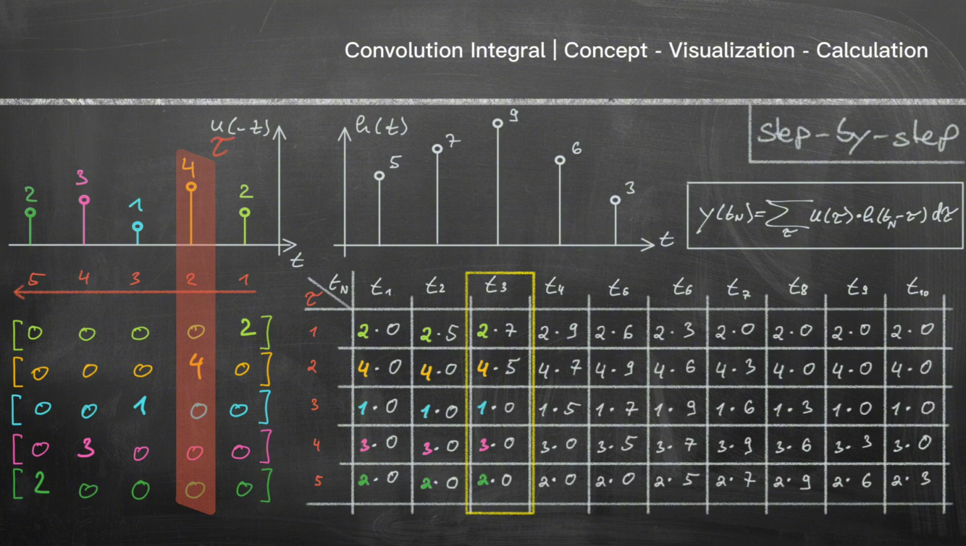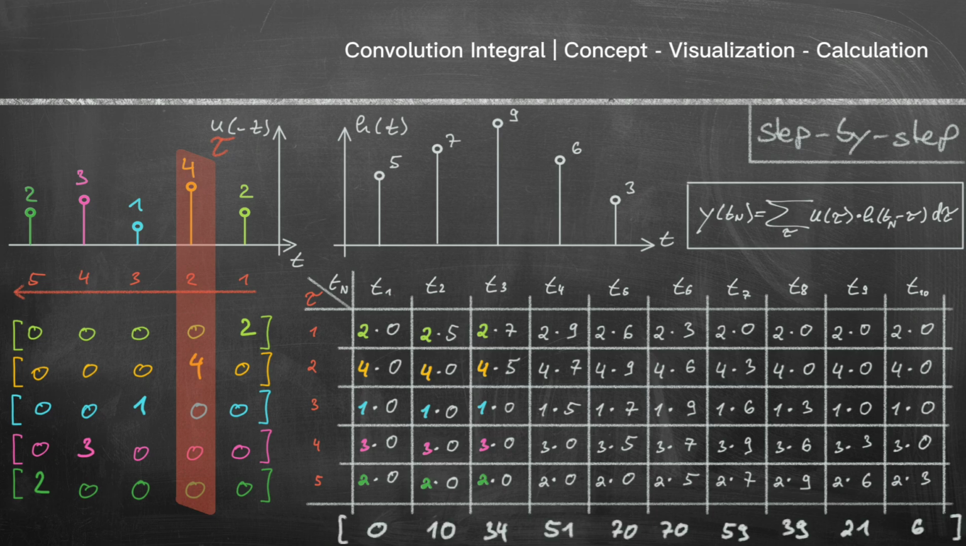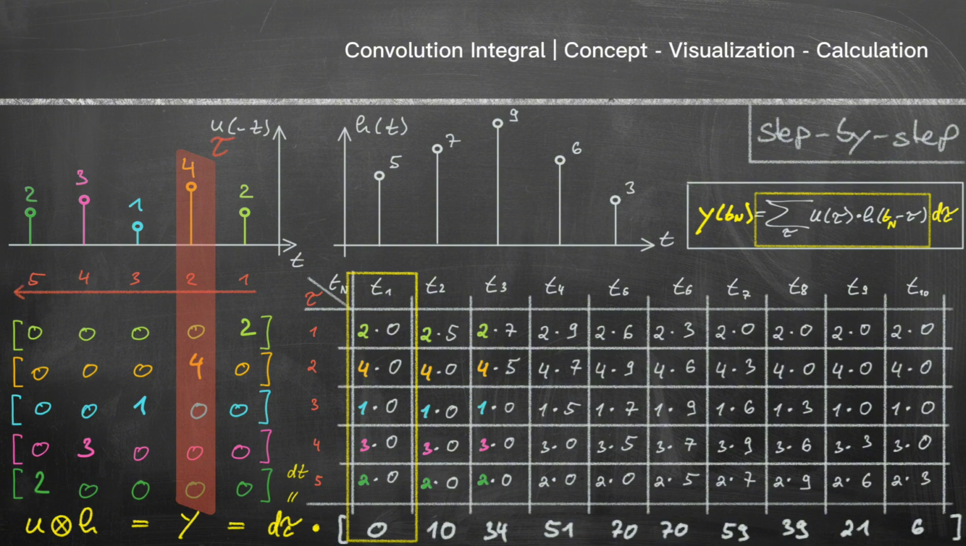We fill the entire table according to this principle, and then we add everything column by column, exactly as the formula tells us. Add over all tau and multiply by the time step dt to determine the result at each time step. This yields the vector y, which defines the system response at every discrete time step, that is, in each column. Take a moment to think about this and try to recognize and interpret the underlying pattern.